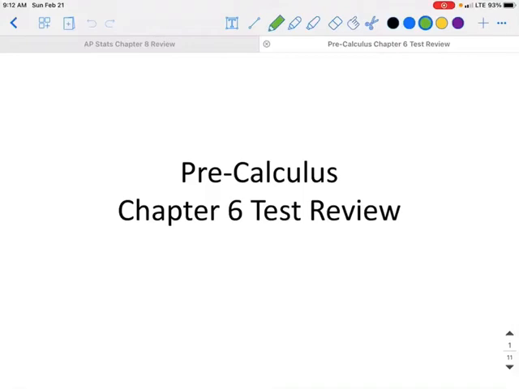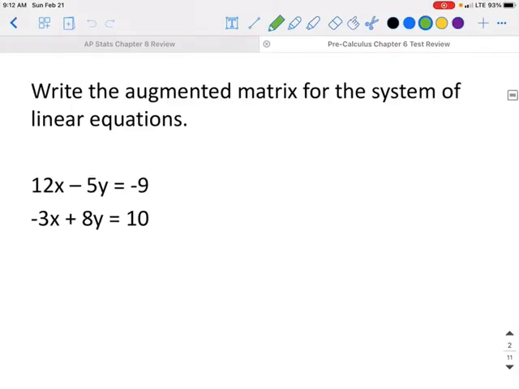This is the Pre-Calculus Chapter 6 test review. Write the augmented matrix for the system of linear equations. When you write an augmented matrix, you're going to write your matrix A, which is the stuff in front of the equal sign, augment it with matrix B, which is the information that is to the right of your equation.